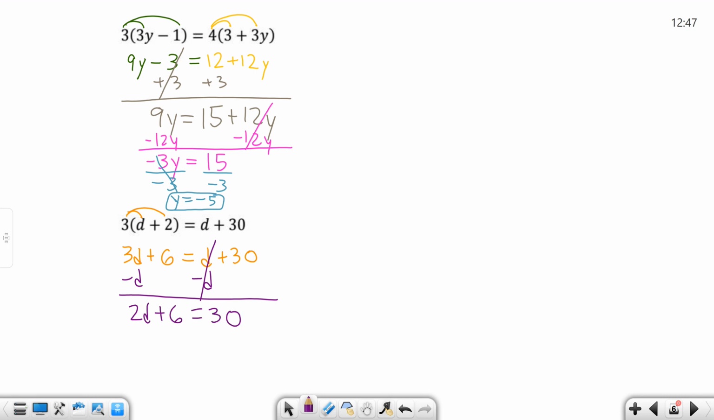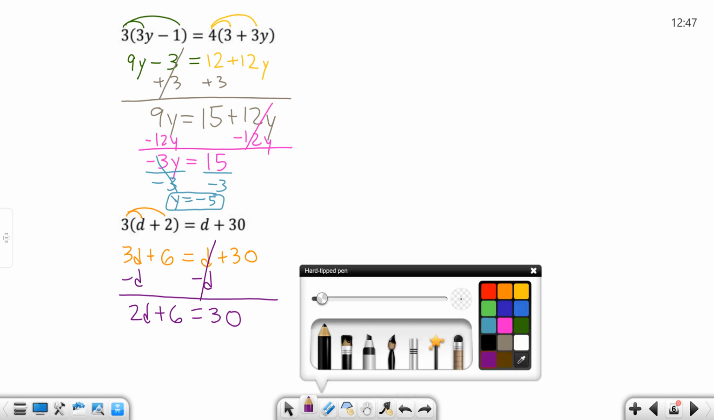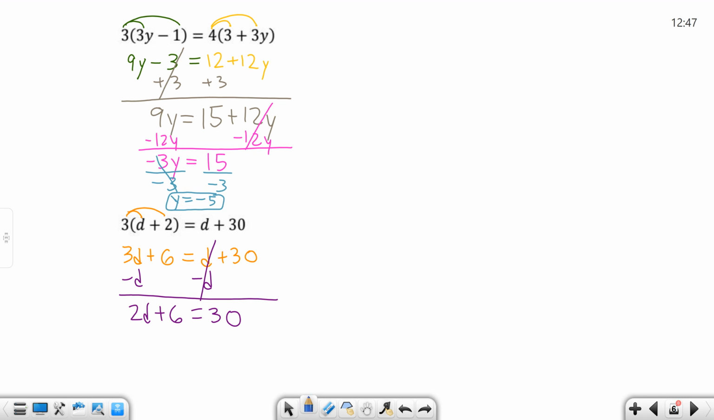And again, I want you to get to the point where you go, oh, wait a minute. If I'm canceling the d's, I need to do this and cancel at the same time. I want you to get there. I'm not showing that here, but I want you to get to that point where you can do both those steps at the same time. Save a little bit of work here. So 2d plus 6 equals 30.